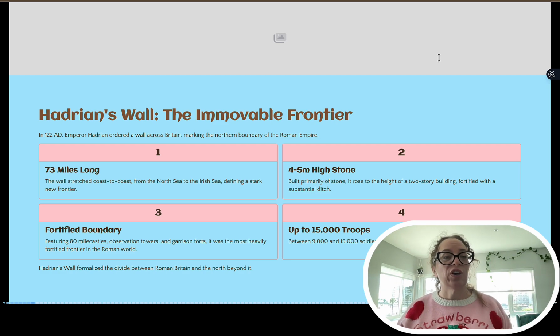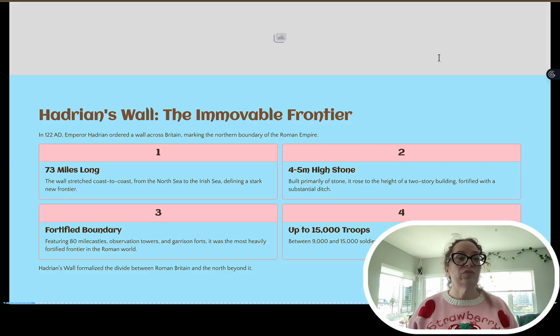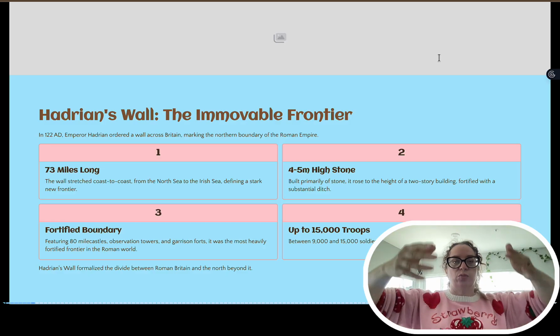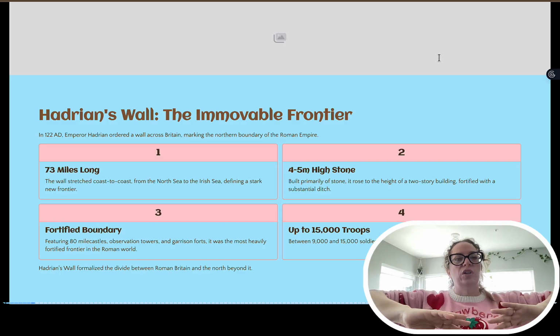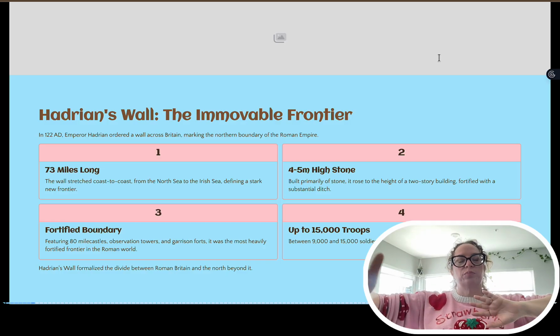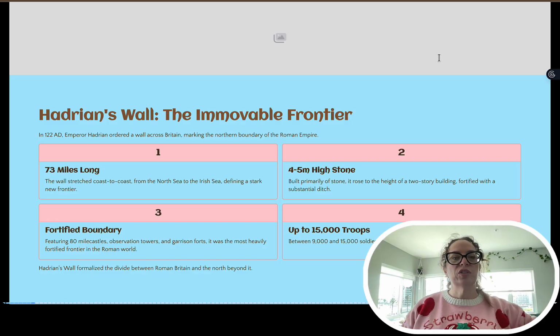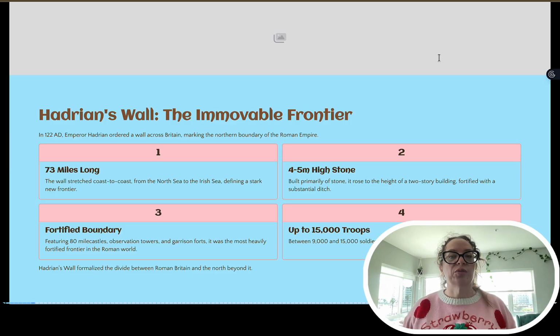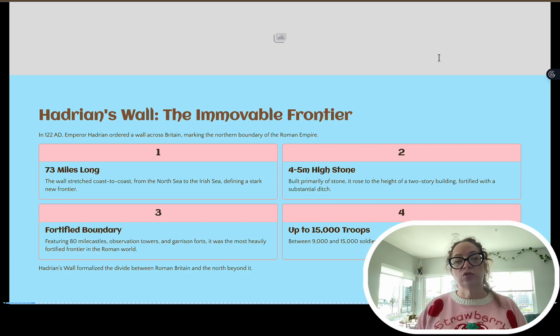So it was built primarily of stone. It stood roughly 4 to 5 meters high, which is 12 to 15 feet tall, about the height of a 2-story building. And it had a big ditch on the northern side with wooden spikes, and behind it, an earthwork, like a hill called the Vallum, that kept people from coming in. It controlled civilian movement on the Roman side. Along its length were 80 little forts called milecastles, one fort every Roman mile, where soldiers could open and close a gate to control passage.